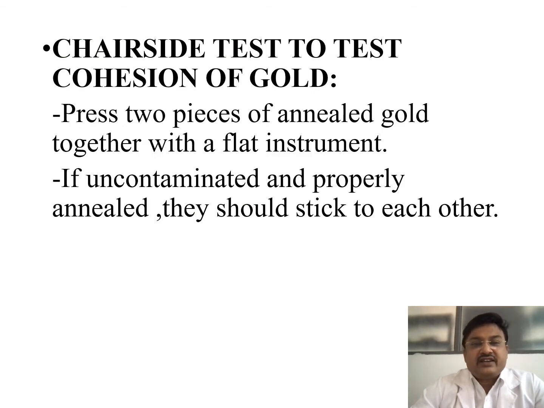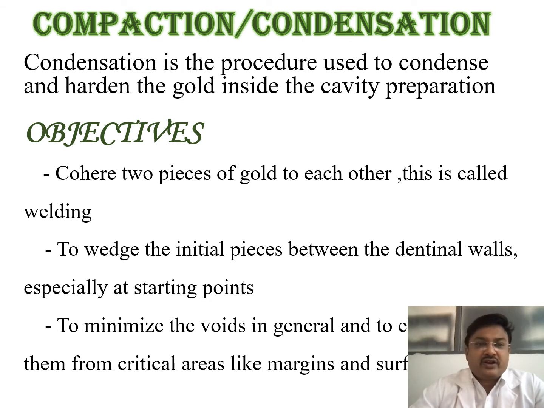Next is the chairside test to test cohesion of the gold. Press two pieces of annealed gold together with a flat instrument. If uncontaminated and properly annealed, they should stick to each other. Compaction or condensation of the gold is a procedure used to condense and harden the gold inside the cavity preparation.